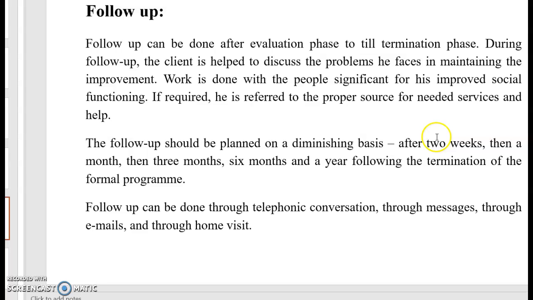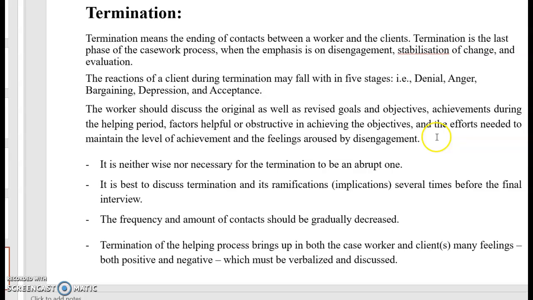So that's why follow up is very important, and you will record the follow up report also, to know what is happening, whether any intervention is required or not, or whether the client has adjusted with his or her own situation or not. So that's why follow up is very, very important. And after follow up, at last you will terminate the case.